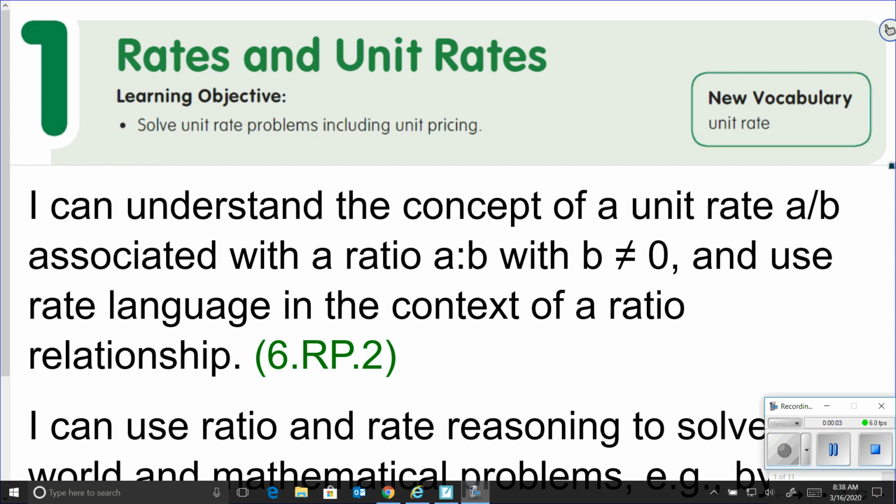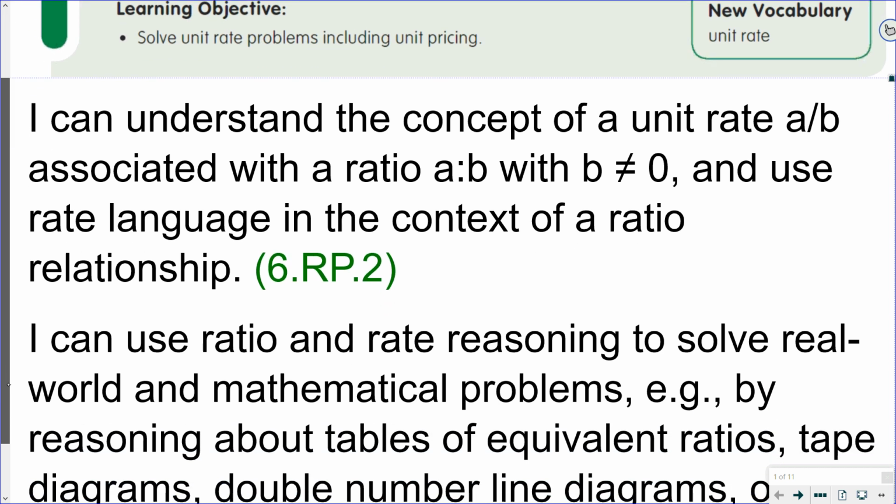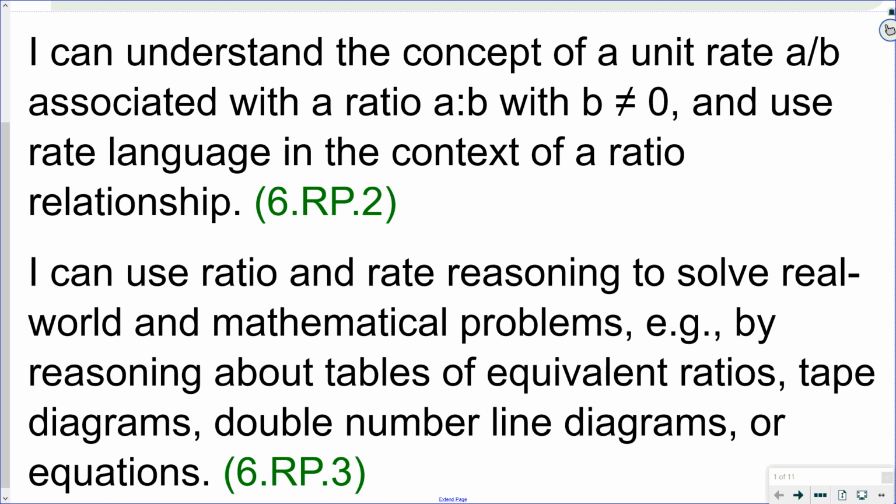Okay, so for today's lesson, we're going to be working in Chapter 5, Section 1, Rates and Unit Rates. We have a couple of standards that we'll be addressing in this lesson. Here are our standards, 6RP2 and 6RP3.